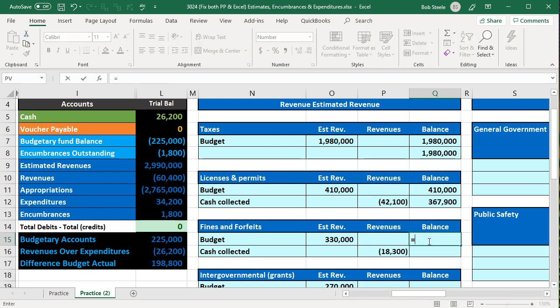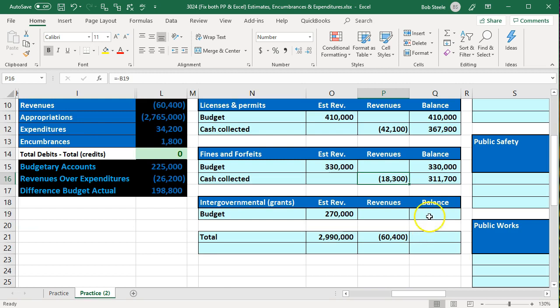Let's do that down here. Equals the sum of these items. This equals the one above it plus the sum of these items, which in essence will subtract it. So the 330 minus the 18.3. And then this is just going to be the sum of these. And then we can sum this up this way. So we just sum these up, this minus this.